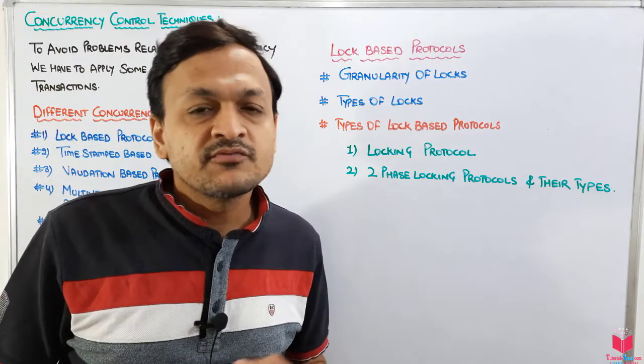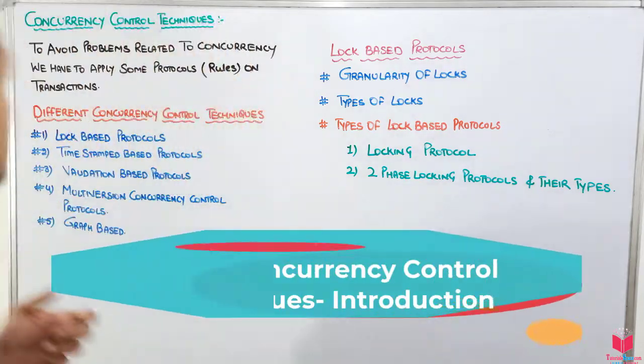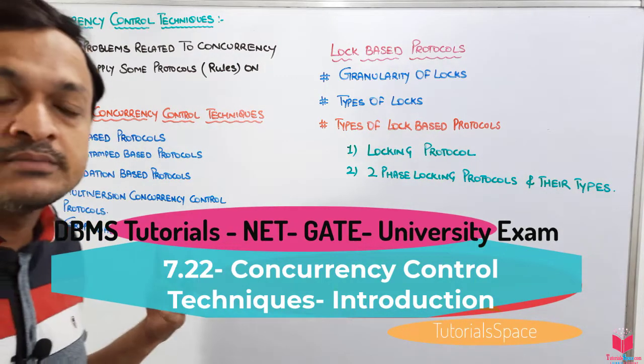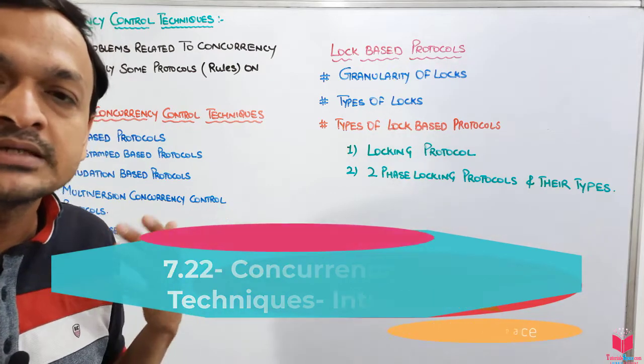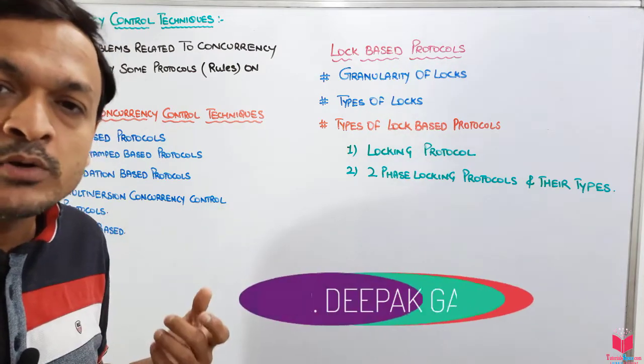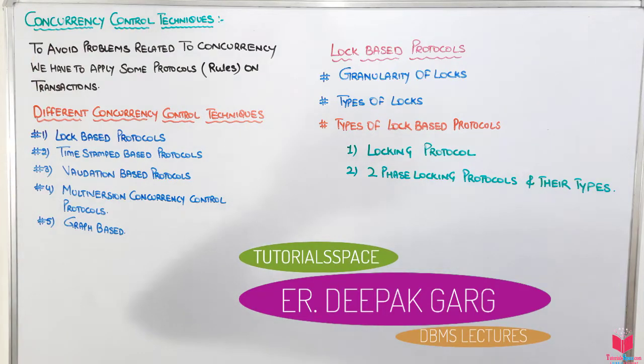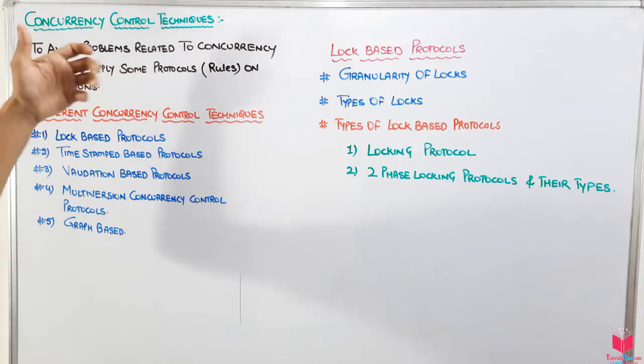Hello guys, from today we are going to start a new section, that is concurrency control techniques. We have already seen some problems related to concurrency, that was phantom read problem, dirty read problem, uncommitted read problem, write problem. So there were lots of problems there. To handle those problems in concurrency, we have some techniques.